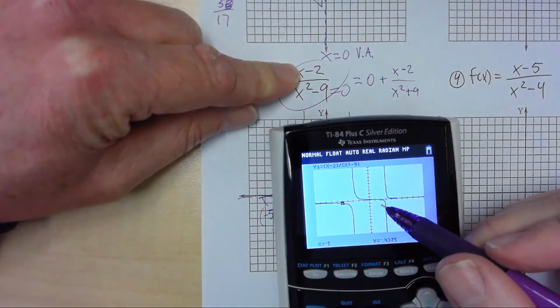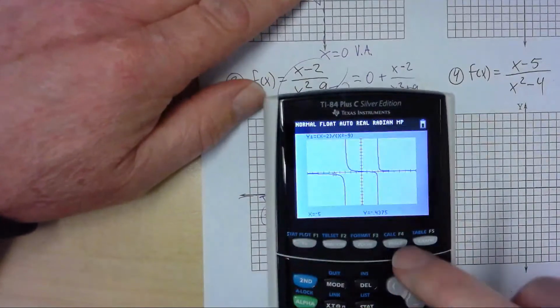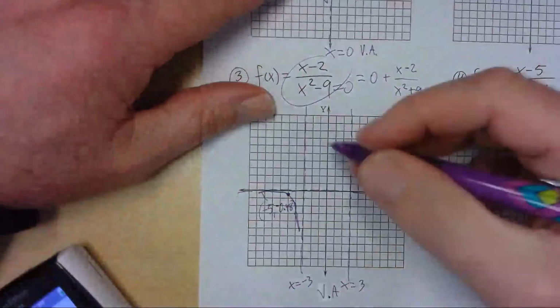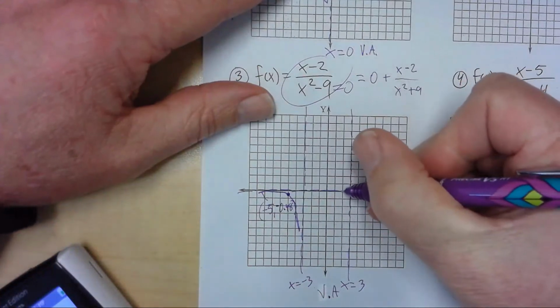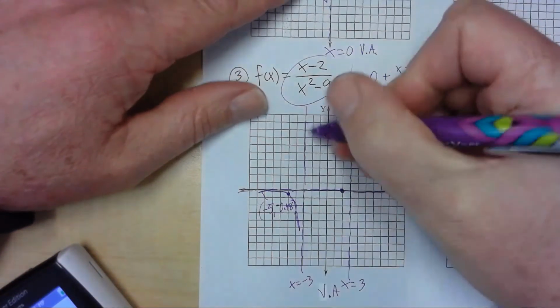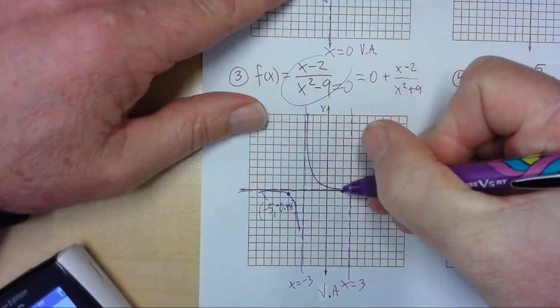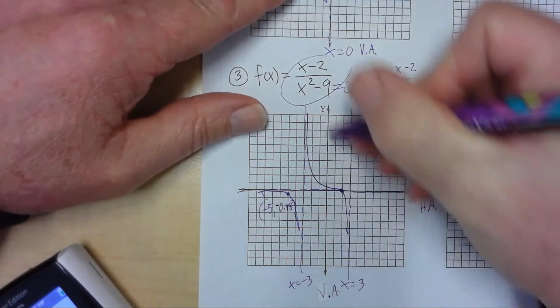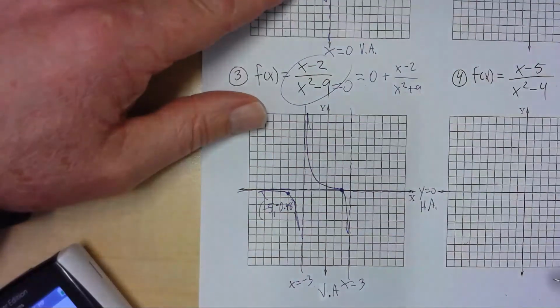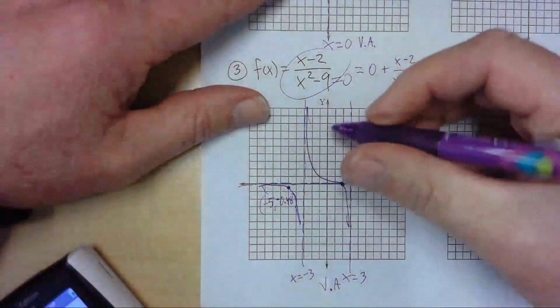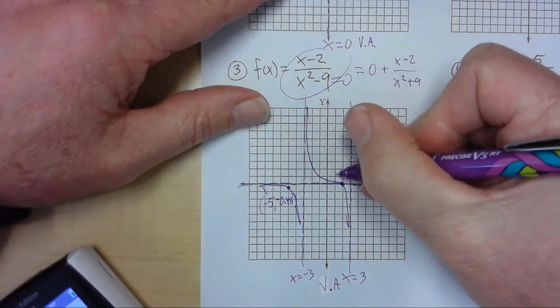1, 2. You can see it crosses right there. To prove it, hit the trace key, type 2, enter, 2, 0. So it crosses at 2, 0, which would be right there. And it does this snaky thing, and it's really close in there, and then it comes down like so. Now that's not a perfect graph, but it's ish. So that would be 2, 0.